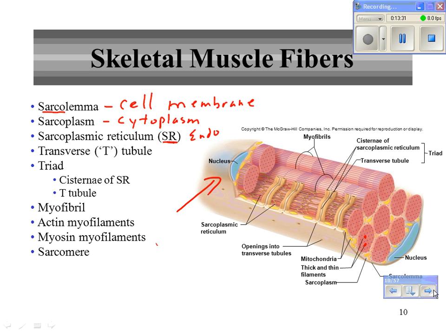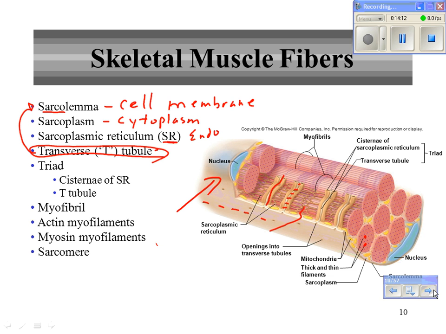The sarcoplasmic reticulum is just a fancy way of saying the endoplasmic reticulum for the muscle cell. You can see it's sort of a network of tubes here, kind of looks like a spider web. We have a T-tube or transverse tubule, a little opening. It's really an extension of the sarcolemma that goes deep into the muscle fiber. So as an electrical signal travels down our sarcolemma, that signal can travel deep inside the muscle fiber through these transverse tubules.